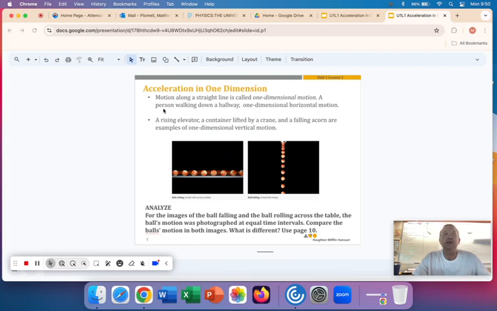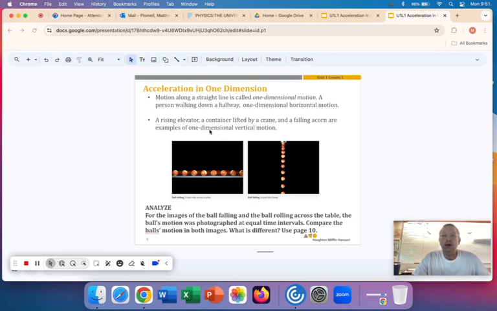But what is another example of one-dimensional motion? Rolling a bowling ball down a bowling alley. Can you think of your own example of one-dimensional horizontal motion?